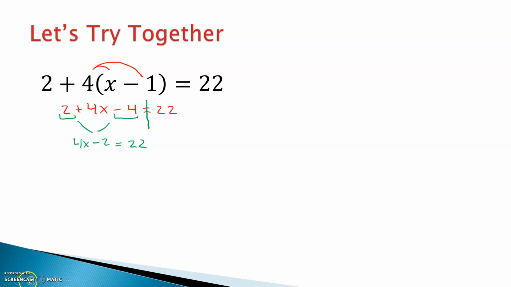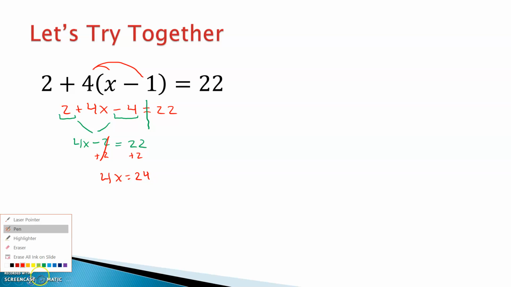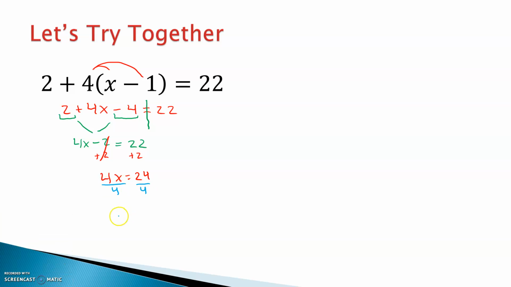All right, next thing I have to do is add 2 to both sides. Plus 2 cancels out. 4x is equal to 24. Last thing I have to do here is divide both sides by 4. X is equal to 6. And there we have it.